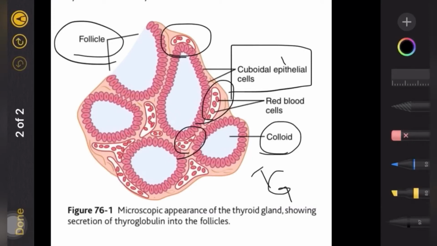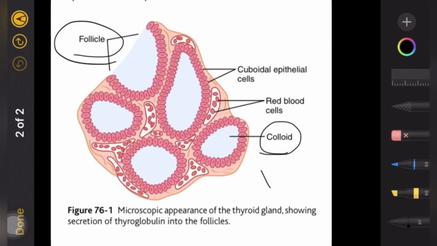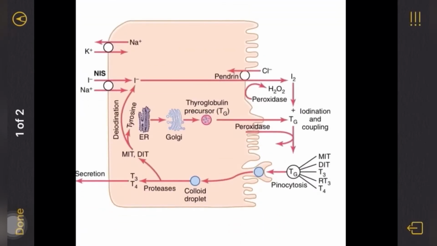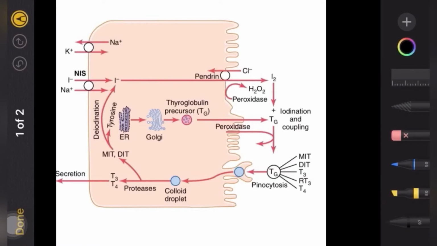Now let's begin with the synthesis of this hormone. It requires two main ingredients. One is the iodine, which enters from the blood to the follicular cell. We actually get this iodine from the food we eat. It goes into the GI tract and is finally absorbed into the blood.